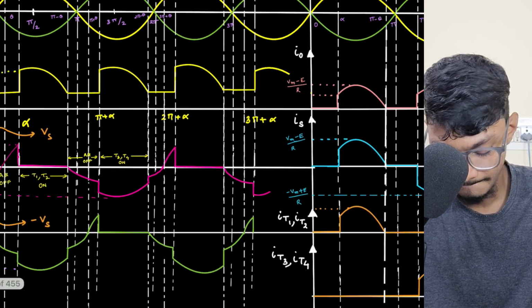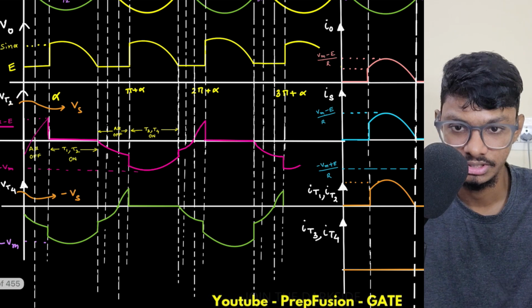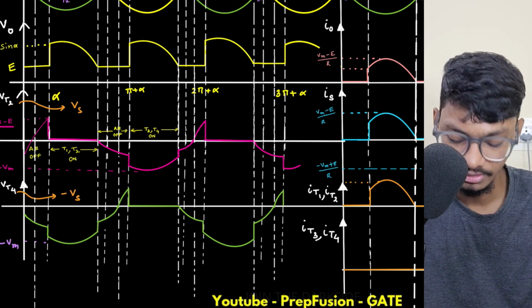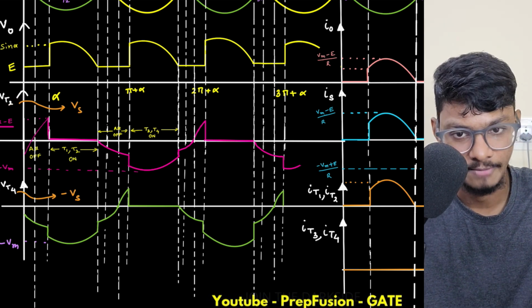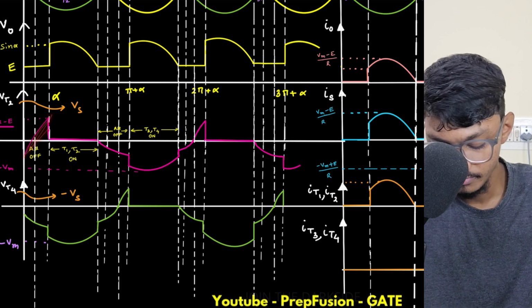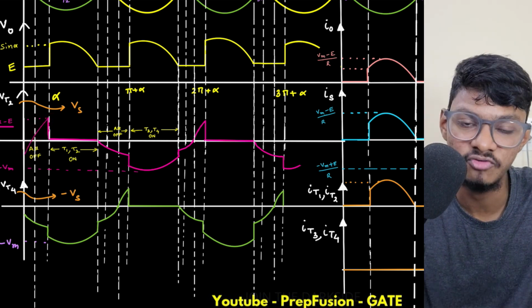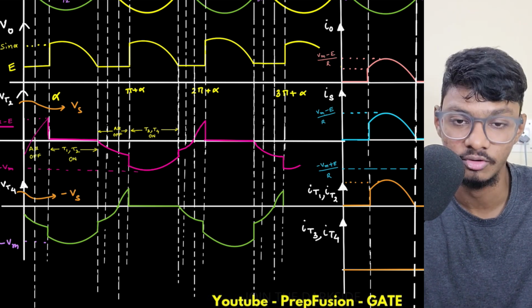An important point to note here is the thyristor voltage. No one draws the thyristor voltage, so let's understand intuitively what is actually happening. In the forward blocking mode, each thyristor voltage does not exactly follow the input.